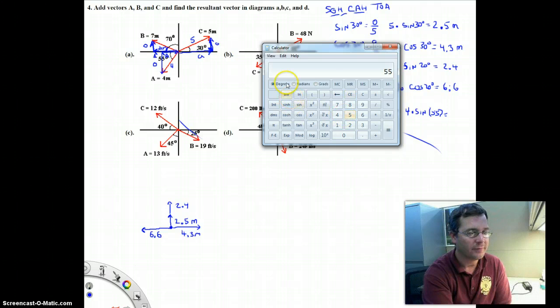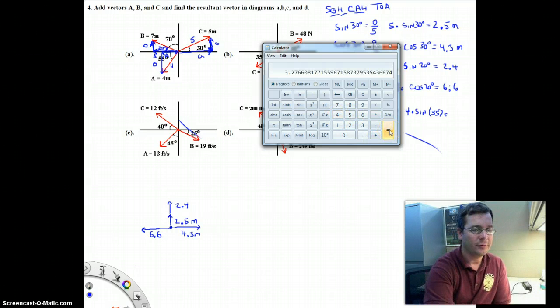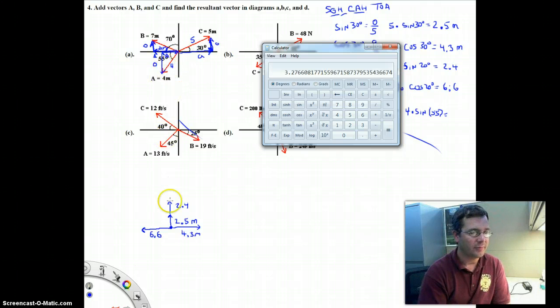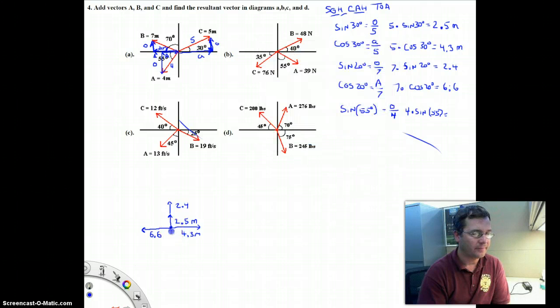So 55, we're in degree mode, use the sine key, times the length of the hypotenuse, which is 4. So the vertical component is about 3.28. We'll call it 3.3 just to keep the numbers easy to work with. Now if you look at triangle A, vector A, its vertical magnitude is downward. So we're going to put that in that direction and label it 3.4 meters. I'm sorry, we're going to label it 3.3 meters.